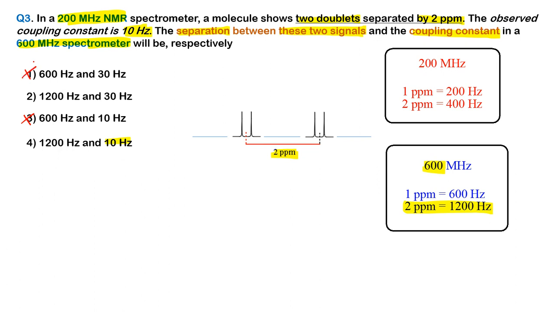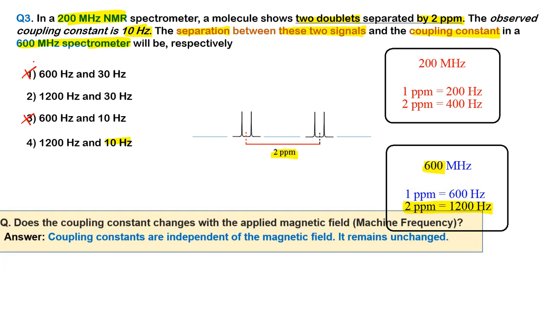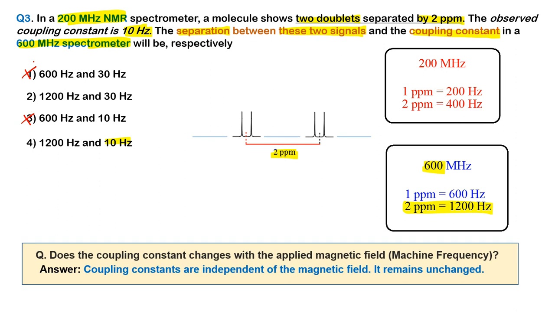So out of the second and fourth, we need to identify what the coupling constant will be. As the theory of NMR suggests, if you are recording an NMR on a different machine, one thing that does not change with the NMR frequency is the coupling constant. The question can be asked in another format also: does the coupling constant change with the applied magnetic field or the machine frequency? And the answer in this case is that there will be no change.